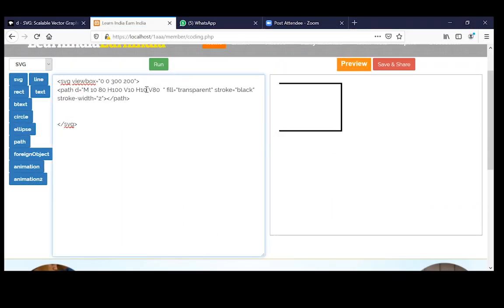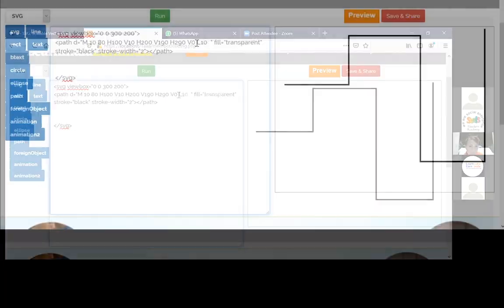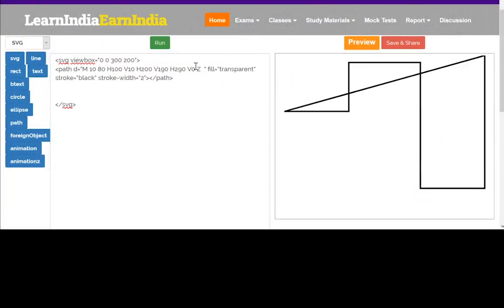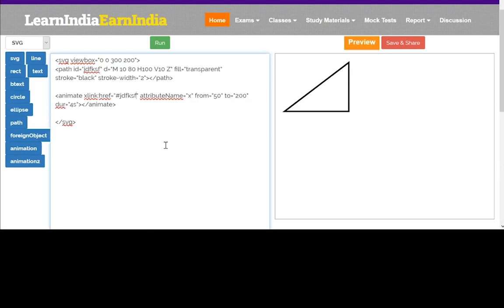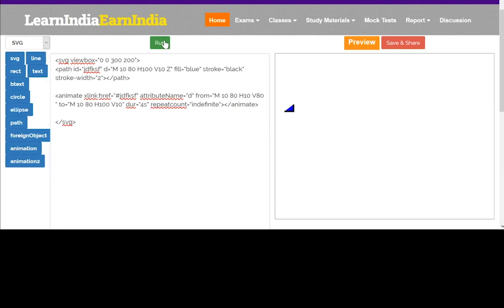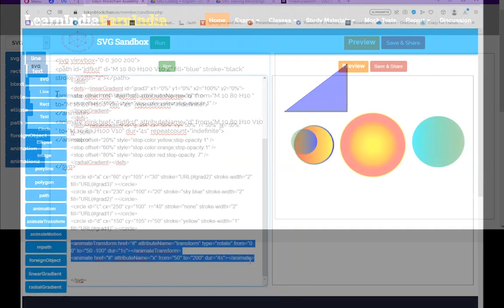D. Transformations. SVG coding allows children to perform transformations on shapes, such as translation, rotation, scaling, and reflection. They code a triangle and apply a rotation transformation, observing how the triangle rotates around a specific point. This practical application assists in grasping these fundamental geometry concepts.